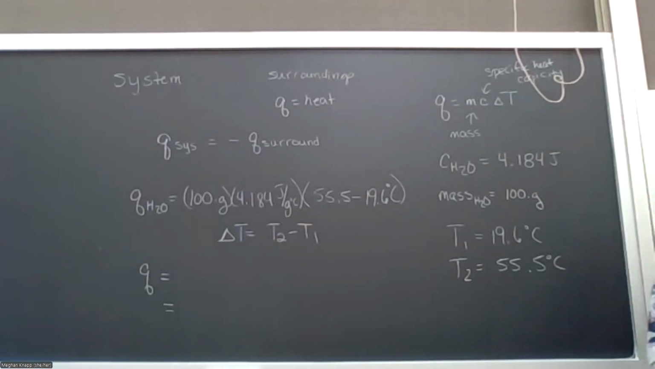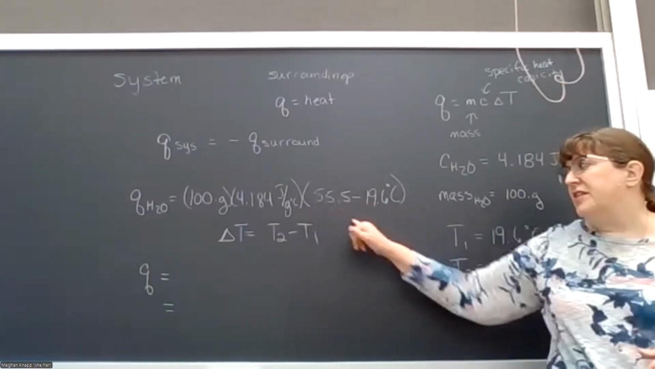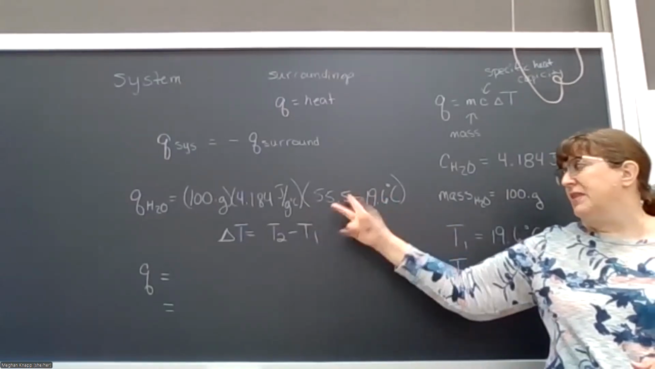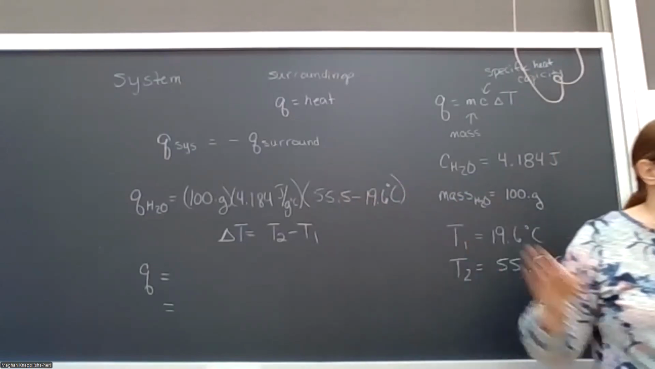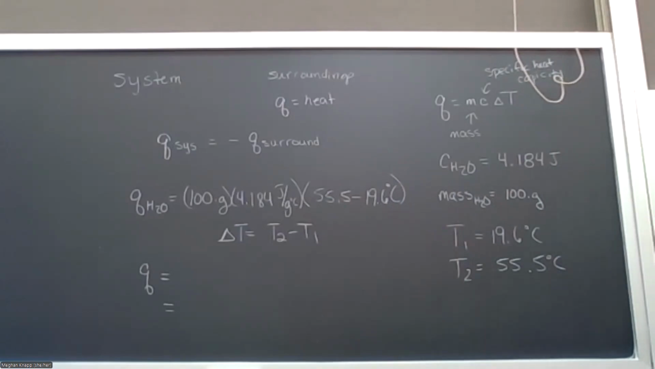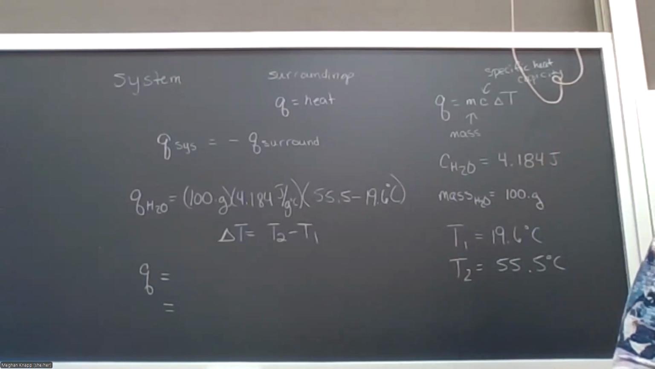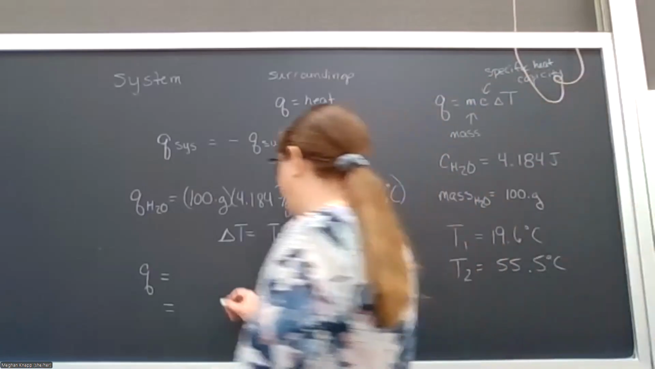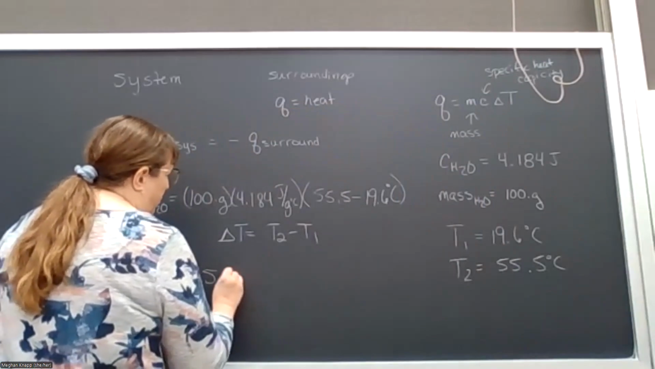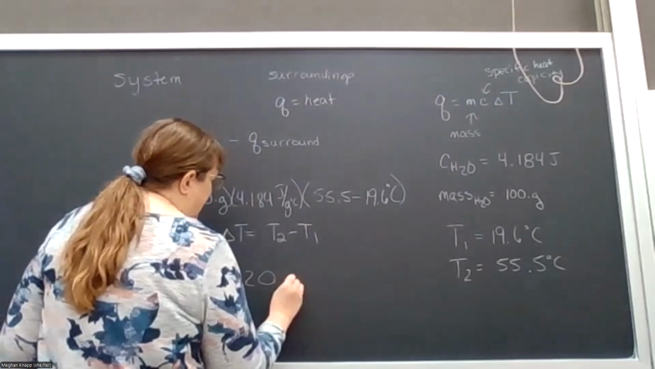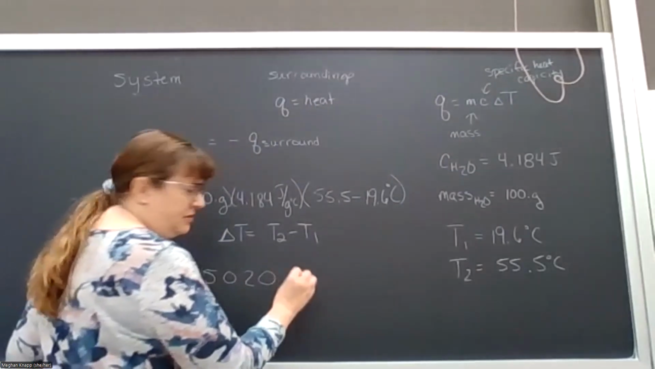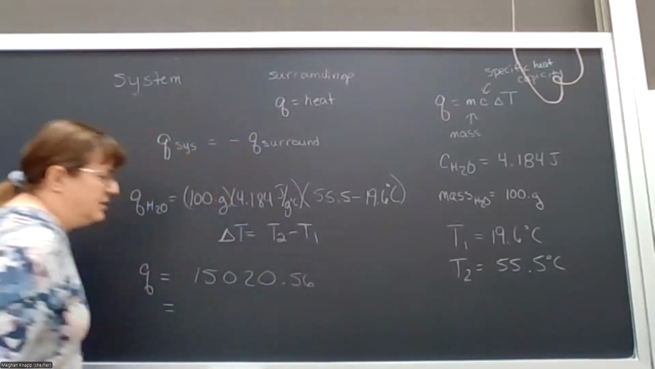Okay, so if you have a calculator, go ahead and plug this in. A lot of times people will make mistakes with the temperature, both with flipping these or forgetting to close the parentheses. So it's a good idea to practice these calculations to make sure that you are plugging things in correctly. What do you guys get? 15,020. Mm-hmm. This is what the calculator says.